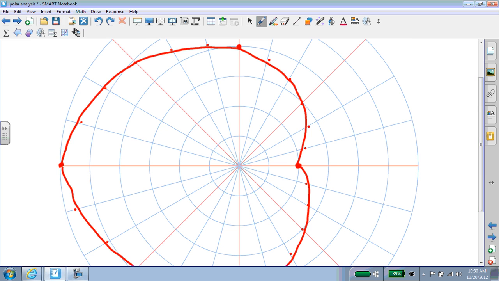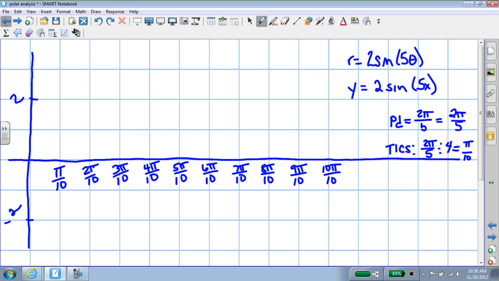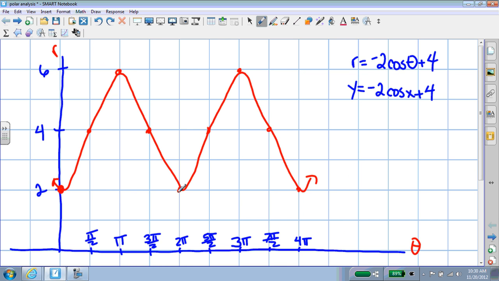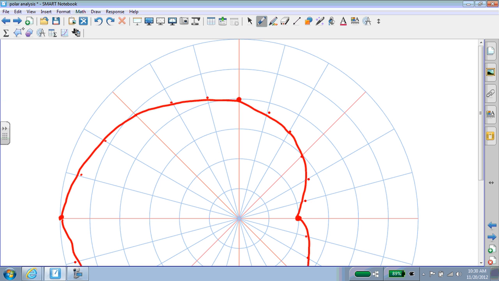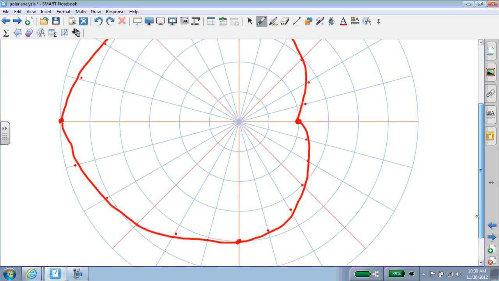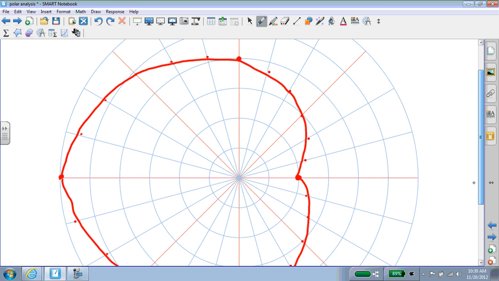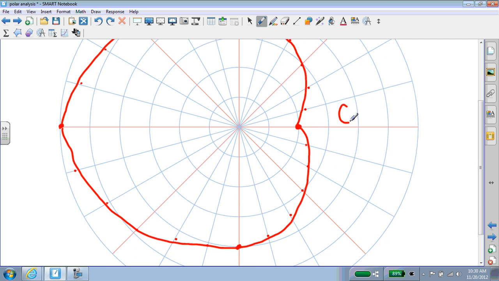What's going to happen if we continue to go forward? It's going to start again. It's going to repeat itself because my trig graph here is repeating the exact same pattern. So if I'm back at the start, I'm going to end up repeating my drawing. So this is the complete drawing. It looks like a heart shape. It looks like a cardioid.